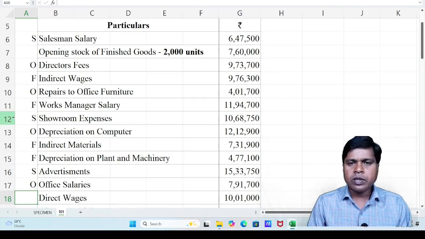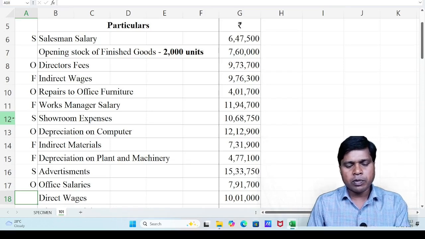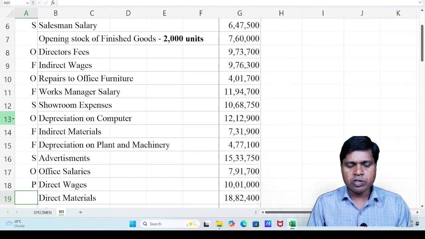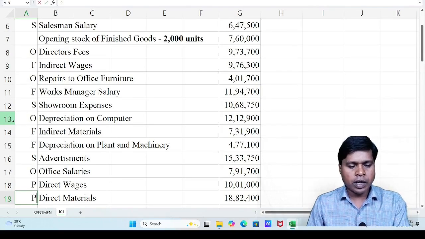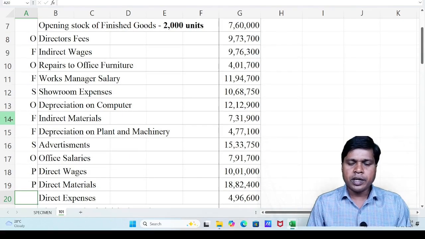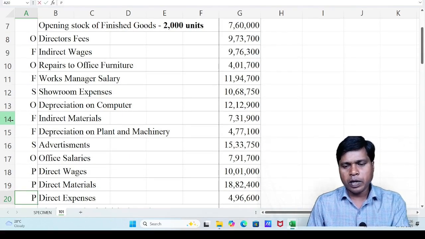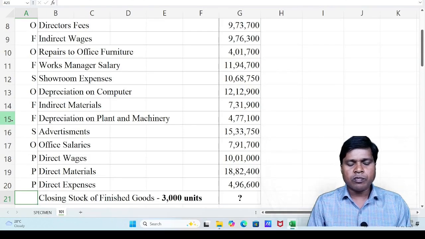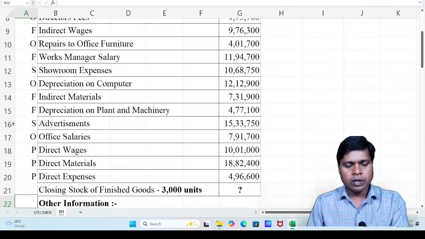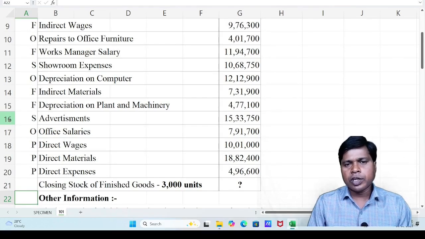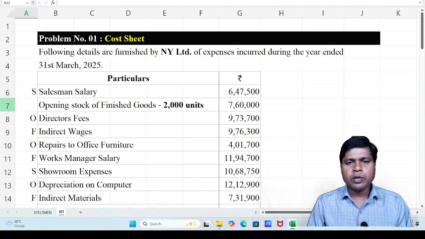Then direct wages. Direct wages is an item of prime cost, so I am writing there P for prime cost item. Direct materials, again an item of prime cost. Direct expenses, an item of prime cost. Then closing stock of finished goods we will record after cost of production and after opening stock of finished goods. Then other information we have already read.